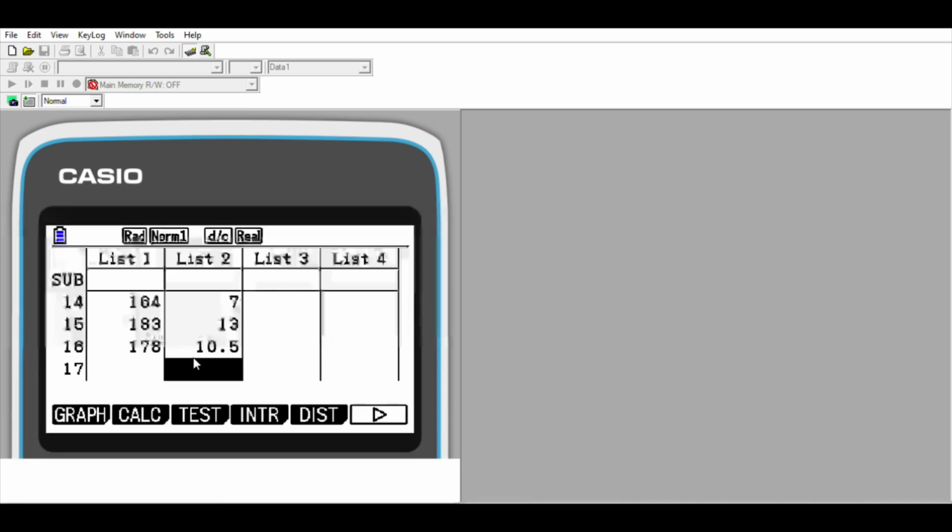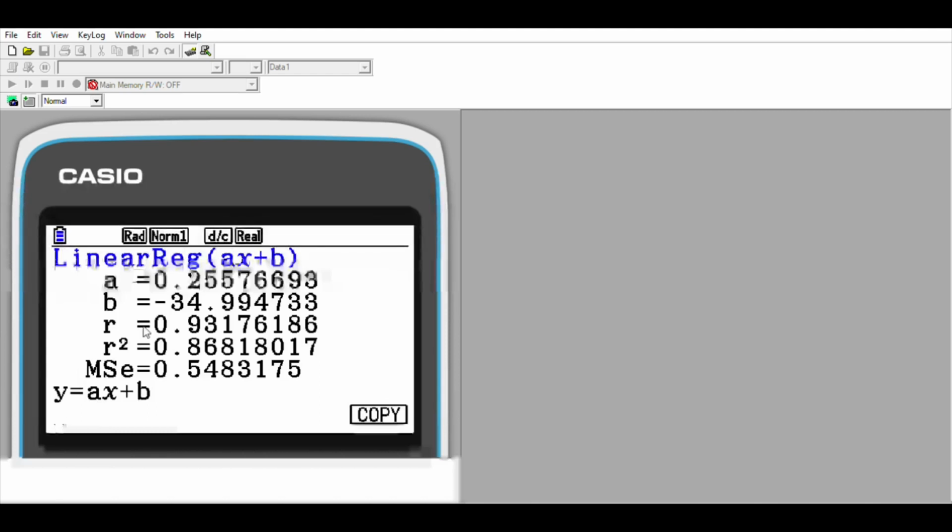So this is fine. Then we go to calc F2, reg F3, x, which is F1, and finally we could use either, but we're going to use this first one because we're used to that. So ax plus b, and we get these values. Remember, the value of a represents the slope of the function in this case, and the value of b represents the y-intercept, okay?